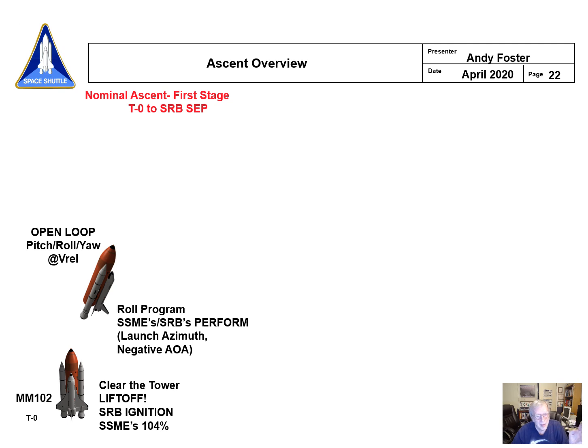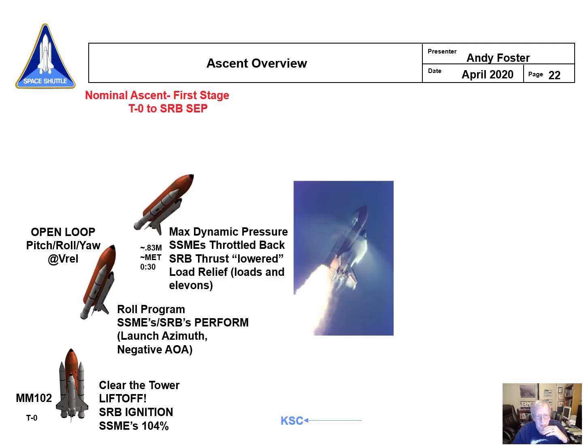And again, this part of the flight here in first stage is open loop. So essentially the vehicle is just going, okay, what's my velocity? And then it's setting a pitch, roll, and yaw angle. And so all this stuff is being handled by the open loop software scheme.